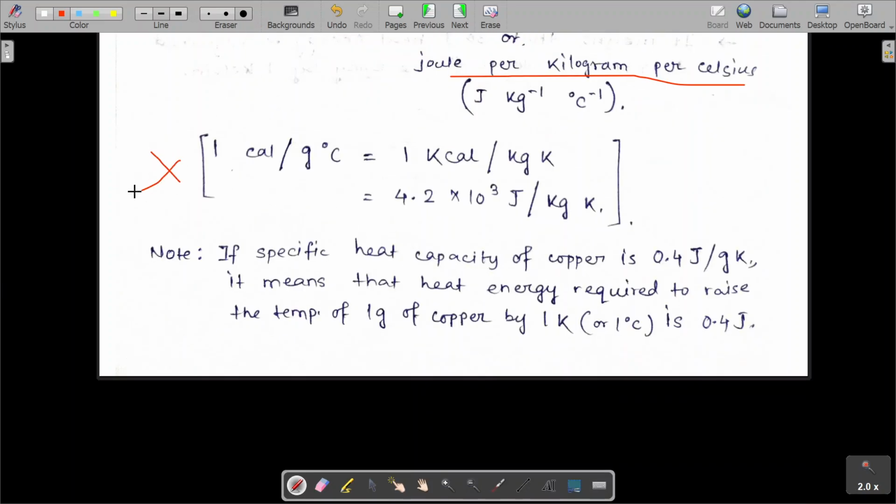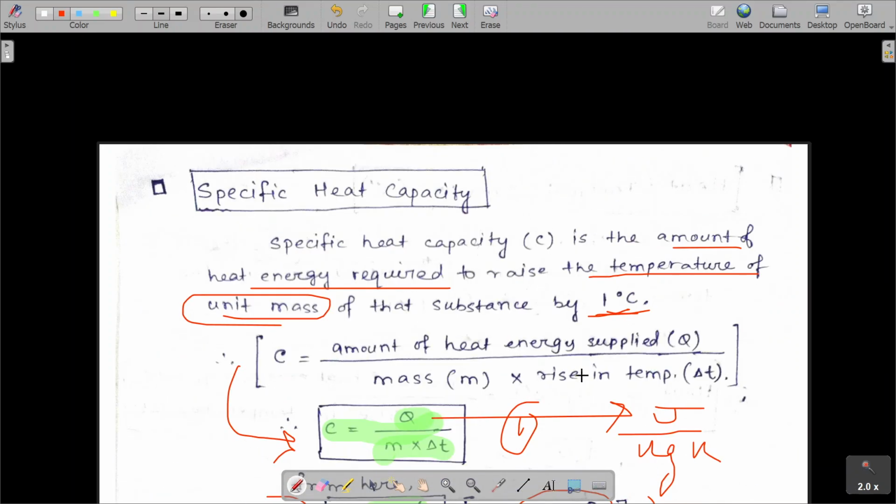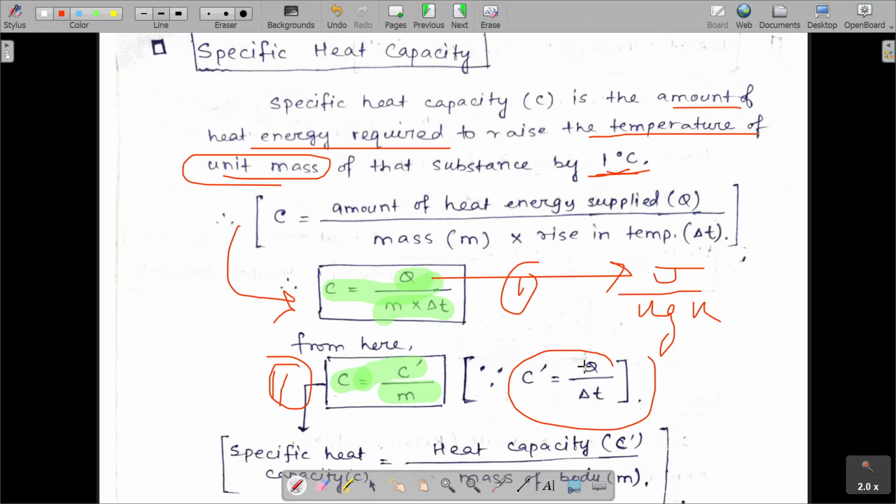It's the relation you have to read. If it is given that the specific heat capacity of copper is 0.4 joule per gram Kelvin, this means the heat energy required to raise the temperature of 1 gram of copper by 1 degree Celsius is 4.2 joule. Understood. So this is the specific heat capacity of a body.